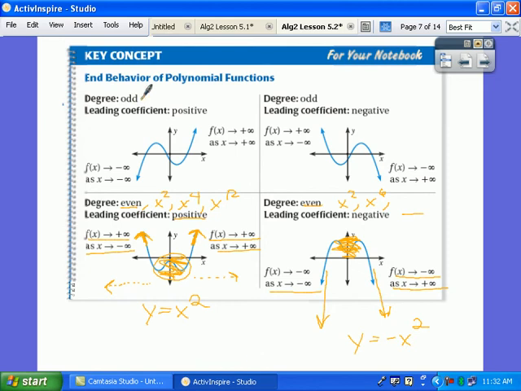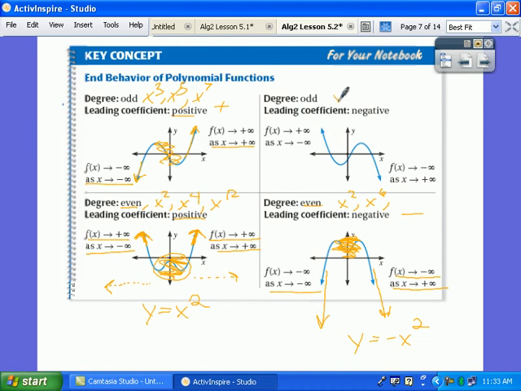If we have an odd degree polynomial, x cubed, x to the 5th, x to the 7th, and the leading coefficient is positive, what we're going to see is as x goes to infinity, the y value goes to infinity, and as x goes to negative infinity, the y value goes to negative infinity. Again, we're not worrying about what happens in the middle. We're just worrying about the tails of the graph. Big picture. This is zoomed out, really, really far out.